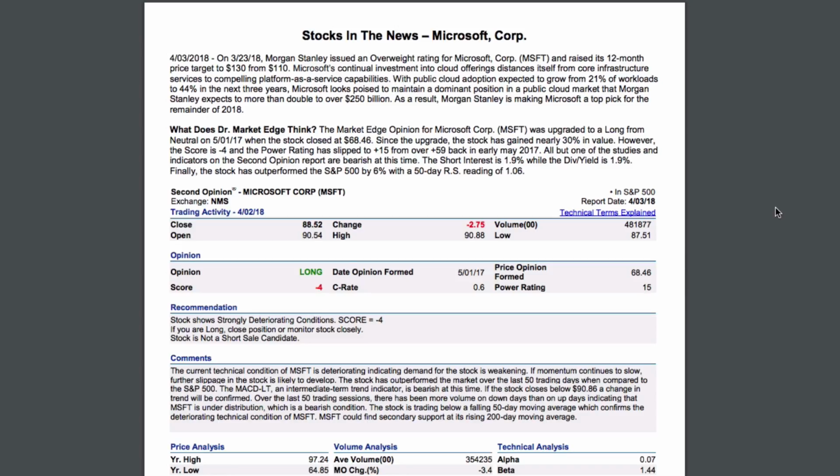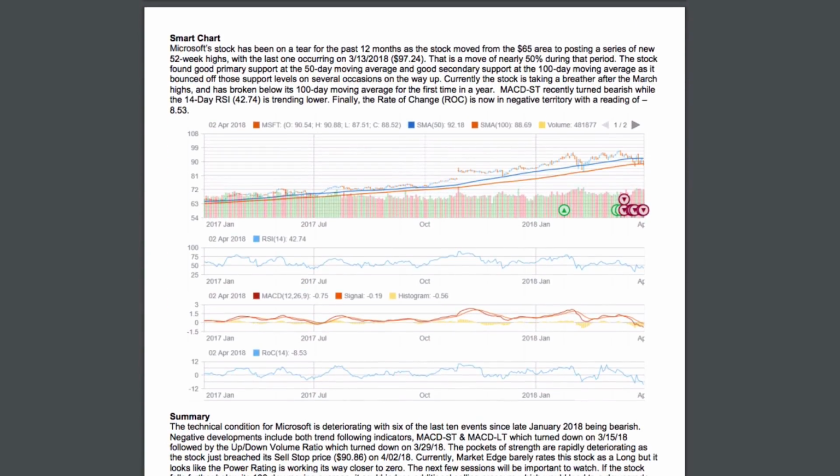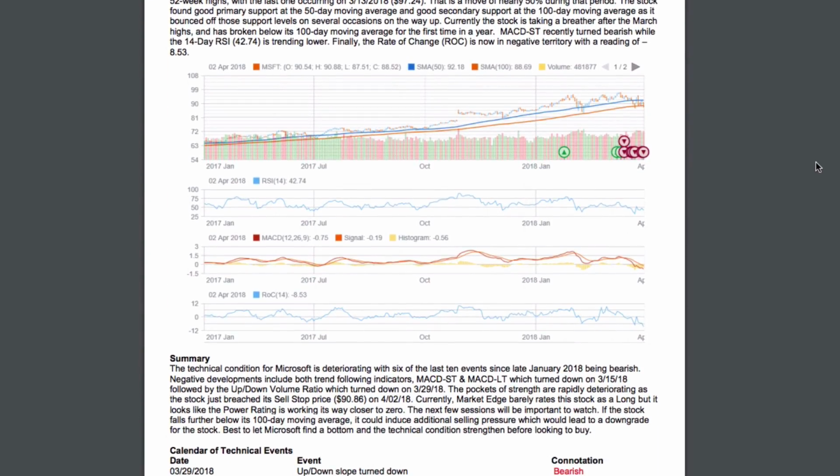In this case, Microsoft was upgraded at 68 last May, so we've been in this thing almost a year, and the stock is up about 30% in value. It still looks good, although it's starting to break down a little bit with the broader technology sector. But we'll look at that. We're still keeping it in there a little bit right now. Here's the chart. We'll go over that.